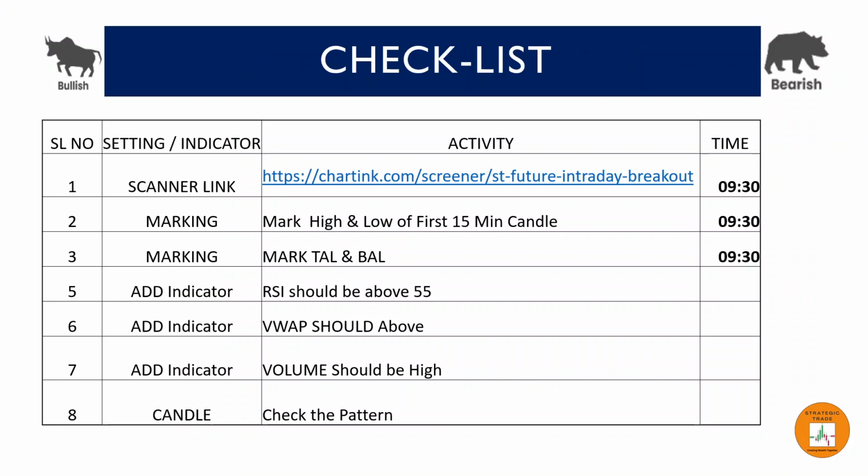So this is, as usual, a checklist. I gave the scanner list also. The scanner I am going to give at the end of the video description. Our basics are the same: here, for future contracts also, we will use the 15-minute candle, and in the same way we will mark TAL and BAL. Then RSI should always be above, because we are going for buying only. When we are in selling mode, then RSI will be below 30.